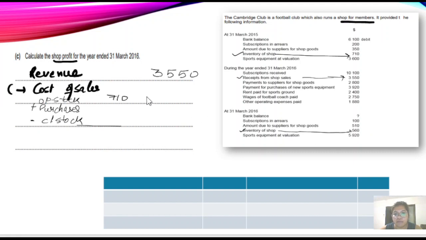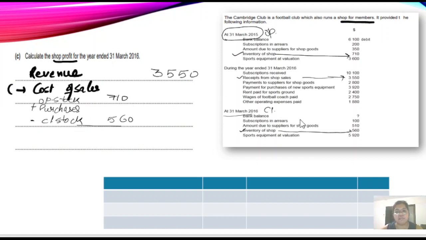Here 560. Why we are taking it as opening, I think it is clear to you, because here it is the balance at 31st March 2015. This is the opening and this is your closing year. Okay, so now the question arises from where you get purchases.